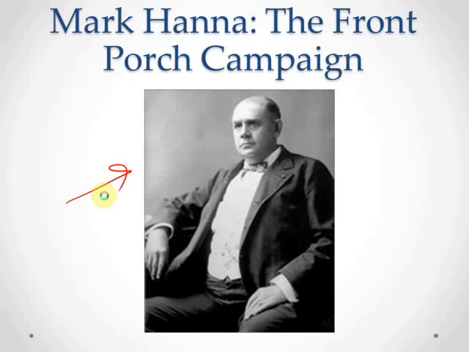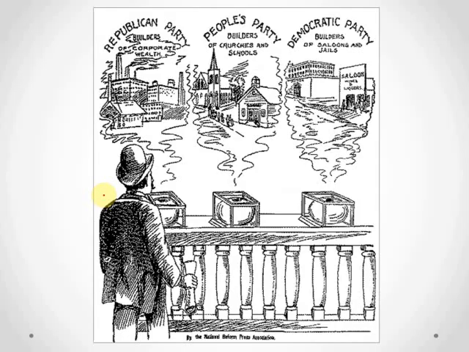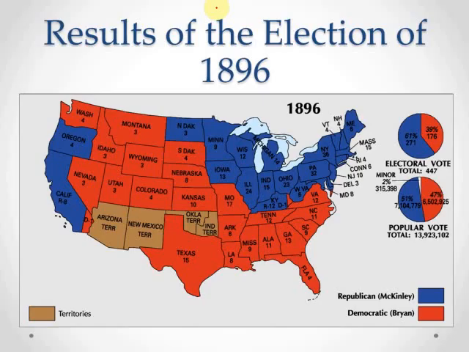Well, in this election, with this cross of gold being one of the major issues of the time, and people having a choice between the Republican Party, the builders of corporate wealth, the Democratic Party, the builders of saloons and jails, or the People's Party, the builders of churches and schools, in this election, who wins? William McKinley. And McKinley wins the election. Despite William Jennings Bryan winning more states in the South and the West, McKinley still wins. Why? He had more electoral votes.